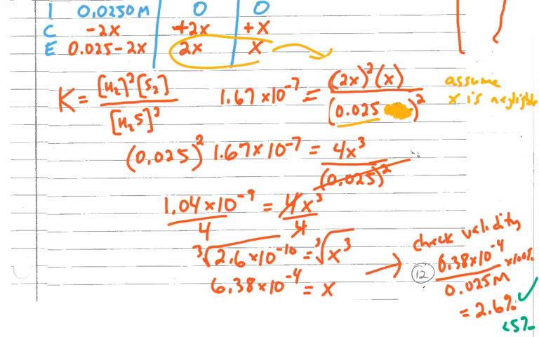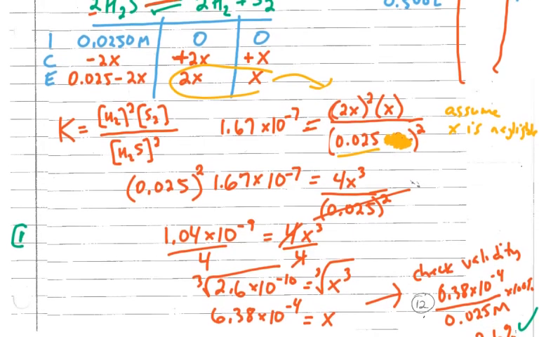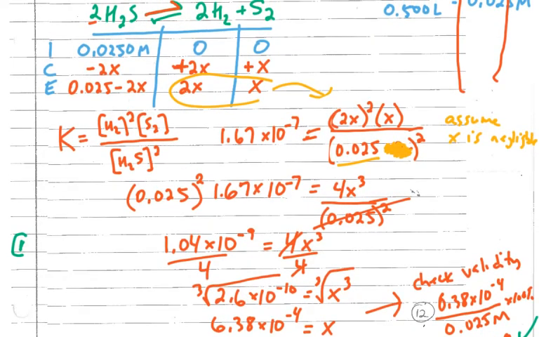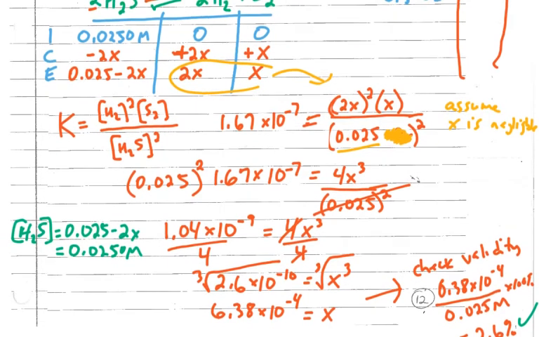So lastly, we need to write all of those equilibrium concentrations. So I need to remember up here my equation. So our reactant H2S was equal to 0.025 minus 2x. All right, 2 times that x is still going to be negligible, so it's still going to have a concentration of 0.025, or I suppose it should be 0.0250 for proper sig figs.